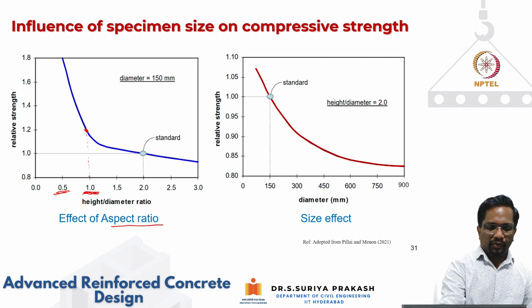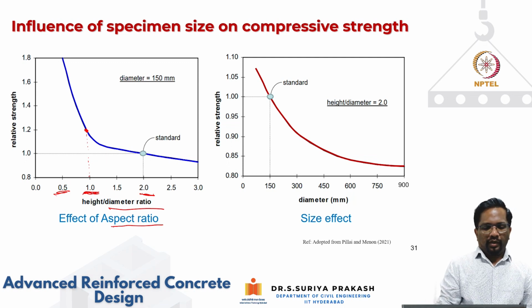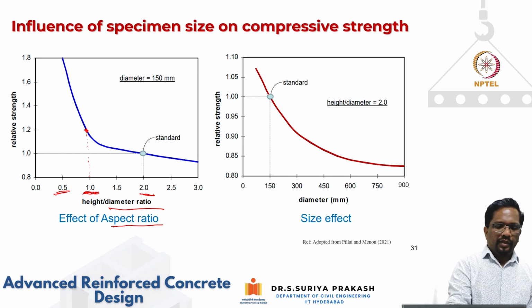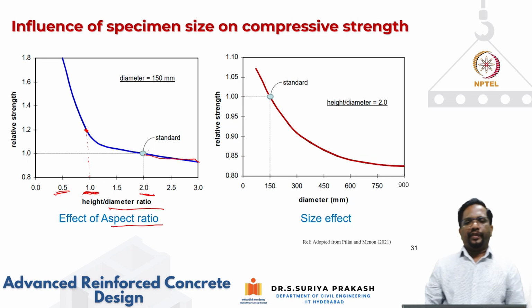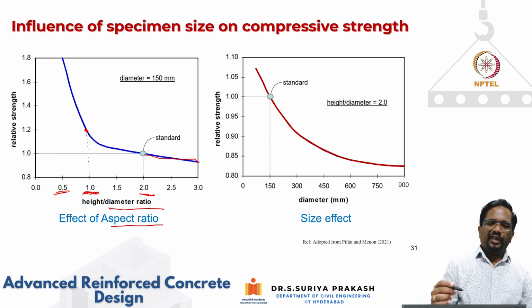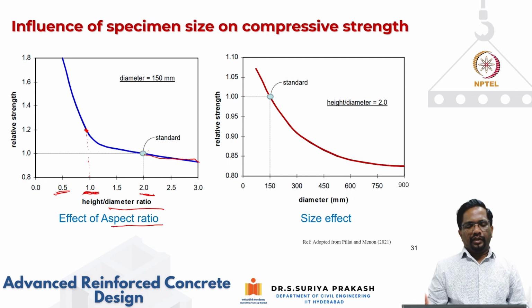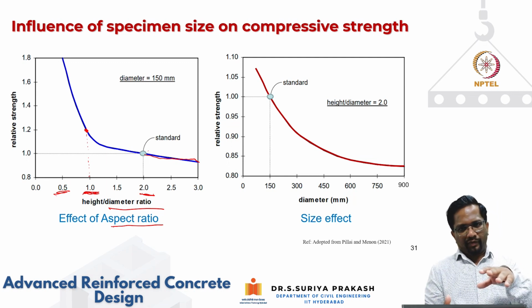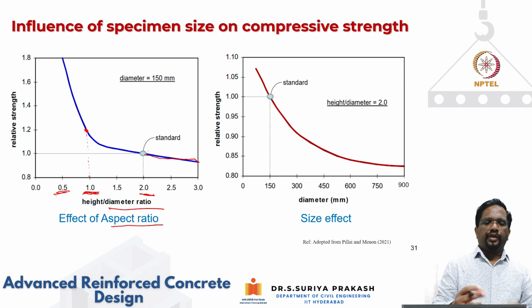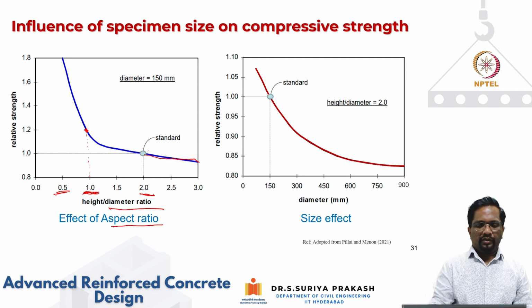But if you go to 2, you can see in the x-axis we are plotting the height to diameter ratio. Okay, so if you see here, for a particular diameter, if I keep increasing this aspect ratio, you find that the relative strength, if I take this as 1, for lower values I get higher values. If I go more than 2, there is a reduction, but the reduction is not significant. Okay, that is why the code is saying that, to avoid wastage of material, you test at least a cylinder of aspect ratio 2 to get your actual material properties. Okay, so this is the reason.